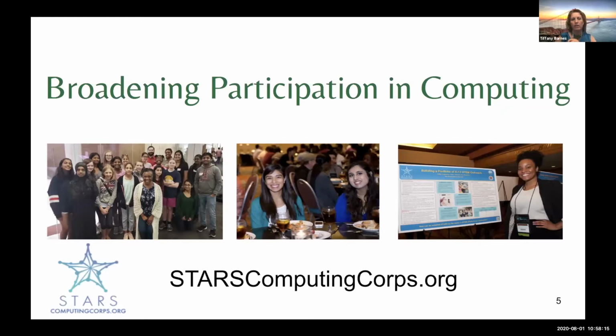And that's all at the center of one of my very first projects after I became a professor in 2005, and that is the STARS Computing Core. It is a National Science Foundation funded alliance. And we started back in 2006 with the goal to broaden participation in computing, but the way we were going to do that was different. We weren't going to do it by doing small targeted research projects. We were going to do it by empowering students to reach out to other students and share with them the passion that they had for computer science.